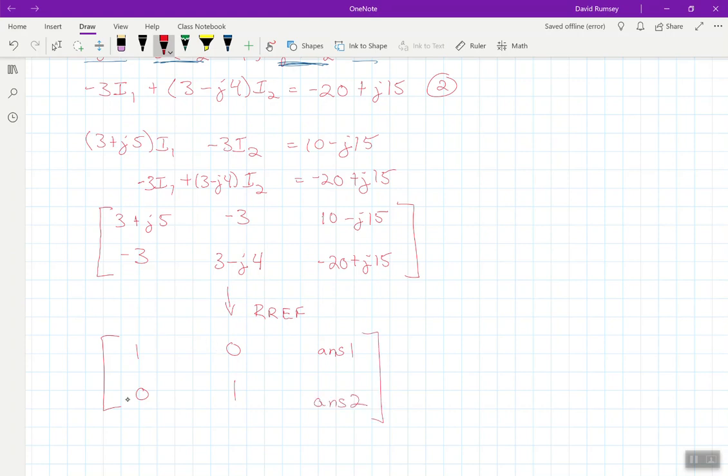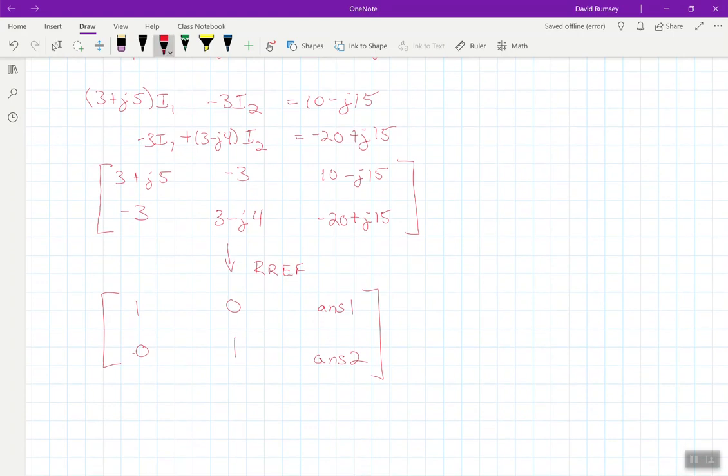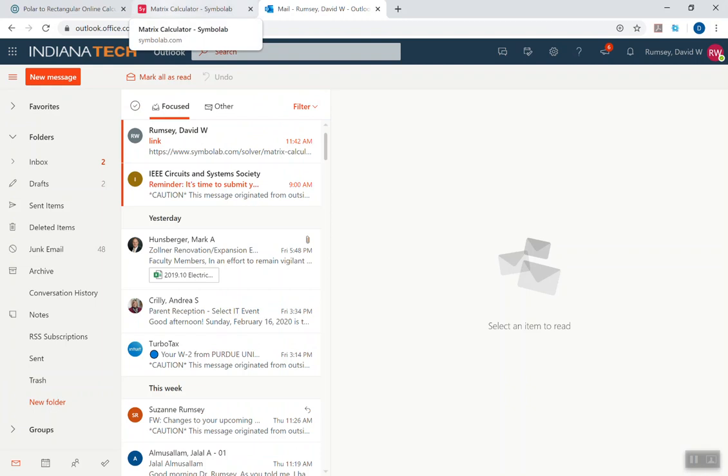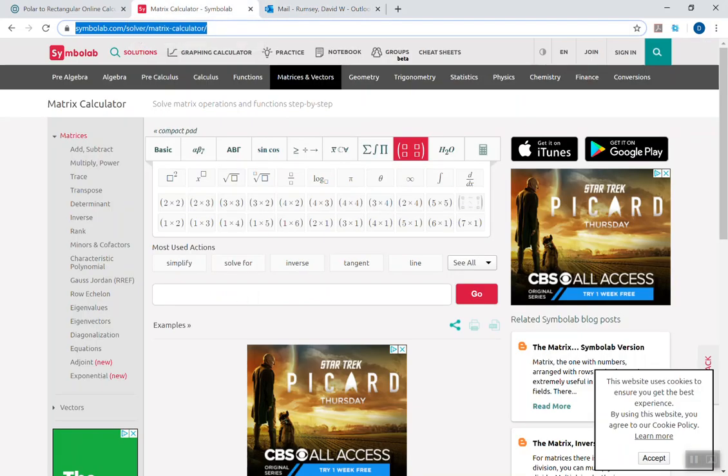I'll have a 1, 0, a 0, 1 here, and then two numbers here, which I'll call answer 1 and answer 2. Because I1 will be answer 1, and I2 will be answer 2. Now we need to actually do that, and that's where I said this link that you can find online on Blackboard will show you how to do it. It will link you to this page here.